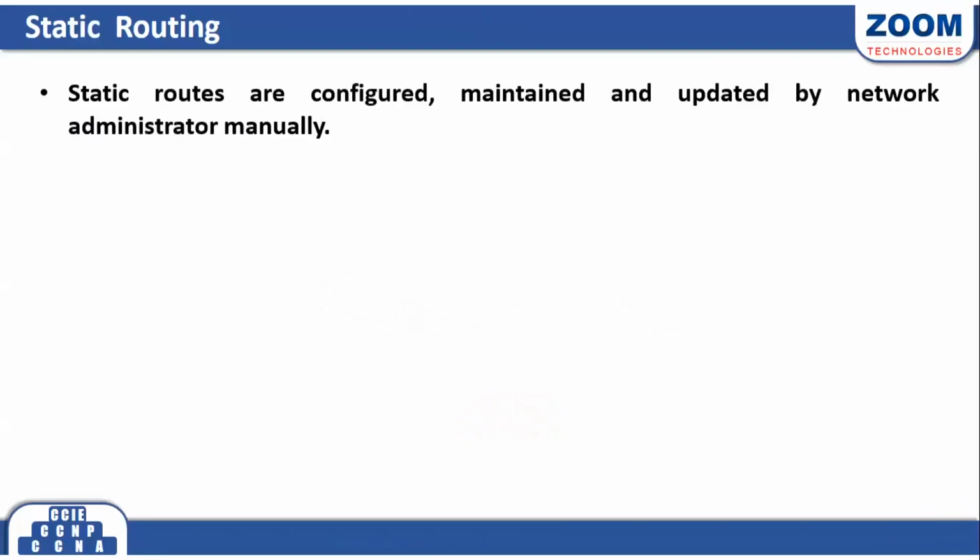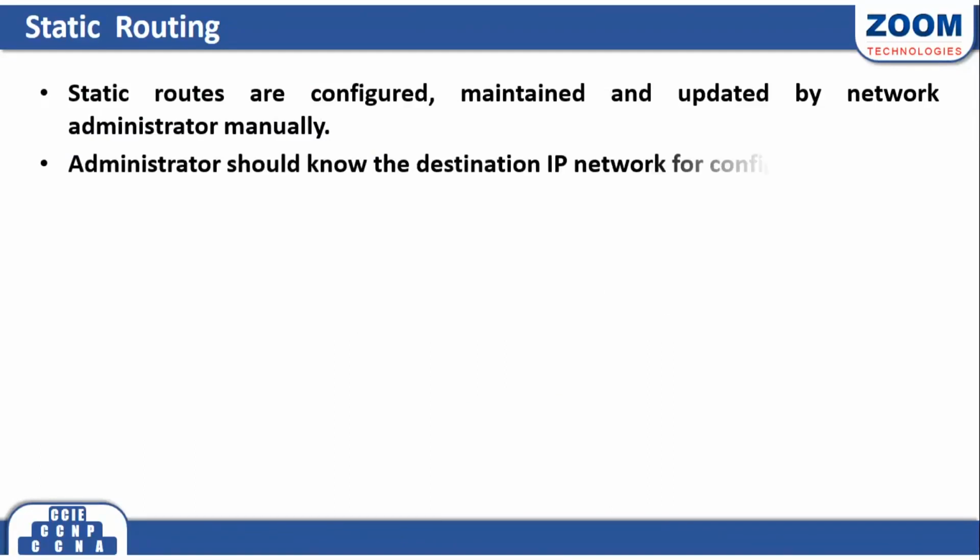Read this point. Static routes are configured, maintained, and updated by the network administrator manually. An administrator should know the destination network. The administrator should know the destination IP network for configuration.